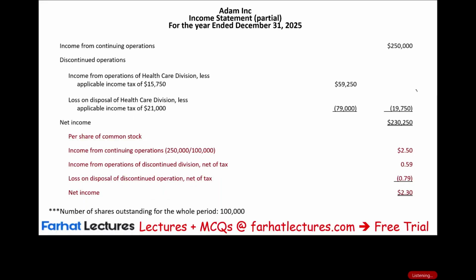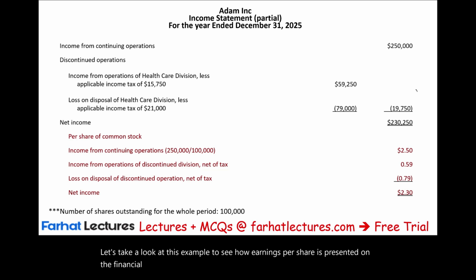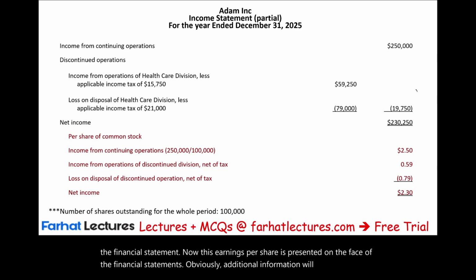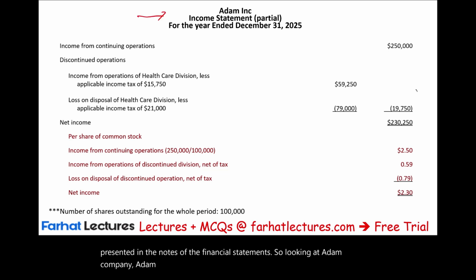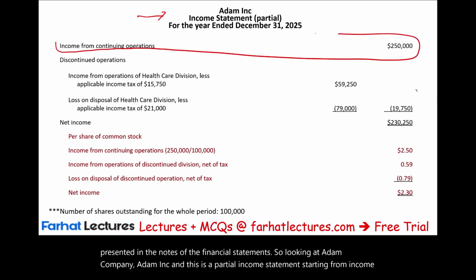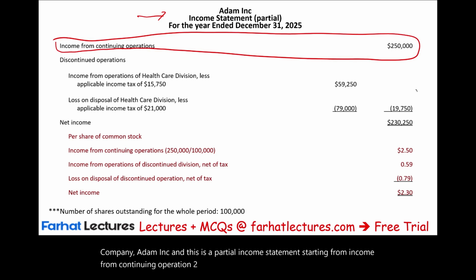Let's take a look at this example to see how earnings per share is presented on the financial statement. Now, this earnings per share is presented on the face of the financial statements. Obviously, additional information will also be presented in the notes of the financial statements. So looking at Adam Inc., this is a partial income statement starting from income from continuing operations, $250,000. Then this company has a discontinued operation.